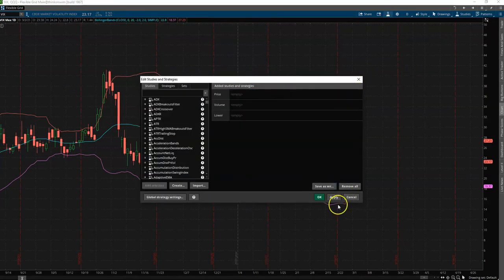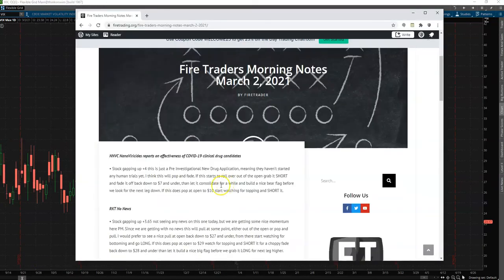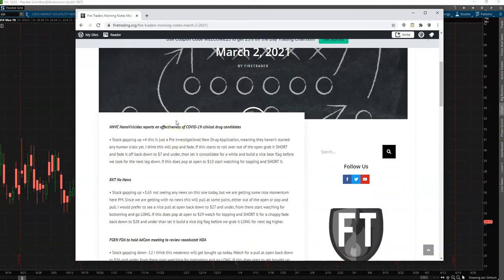Okay, so let's flip over here and take a look at our watch list. NVVC is going to be the first one on our watch list here. Basically, they submitted a pre-investigational new drug application. If you guys don't know what that is, it's basically an application before they can start doing human trials. And to me, if you guys have traded with me for any sort of time, you know that until they get approved and get their drug out, all they're doing is spending money. So this is nothing but a pop and fade for me.